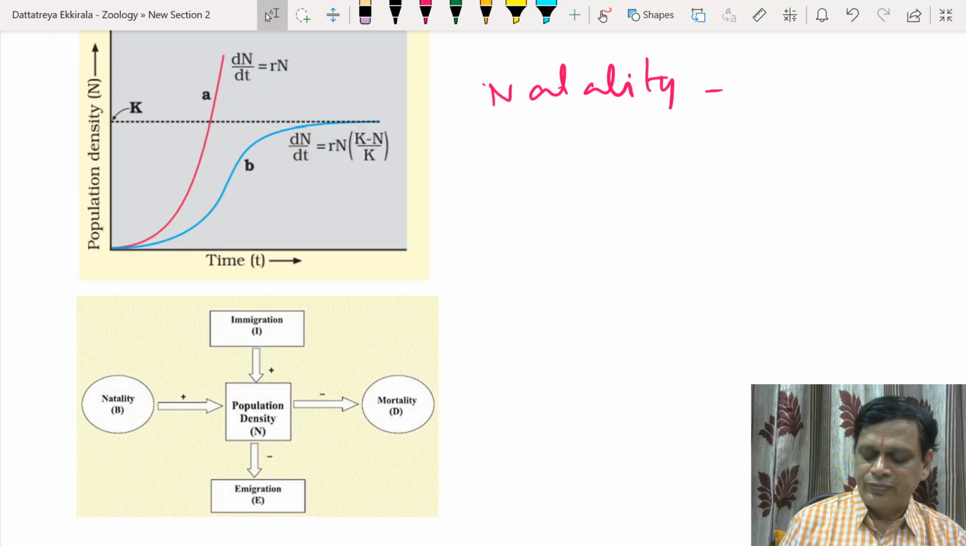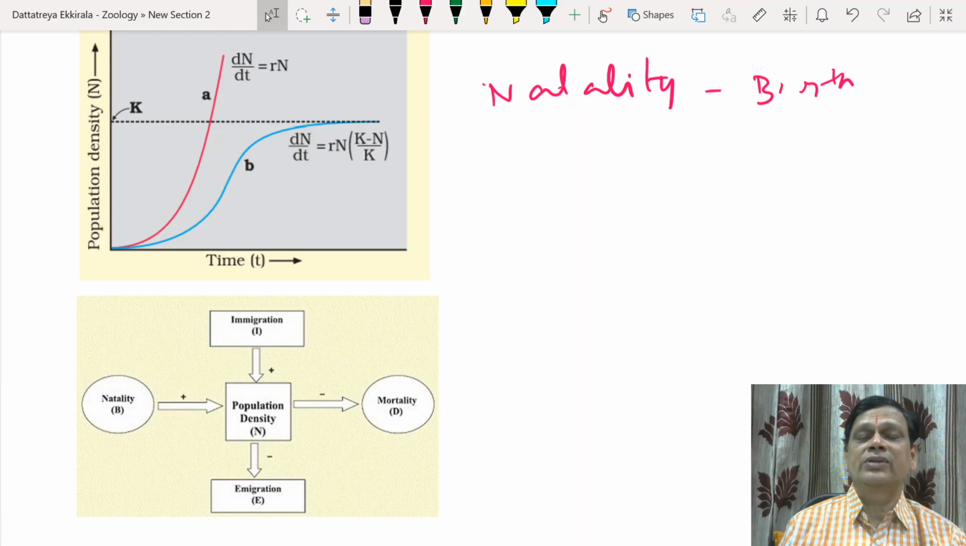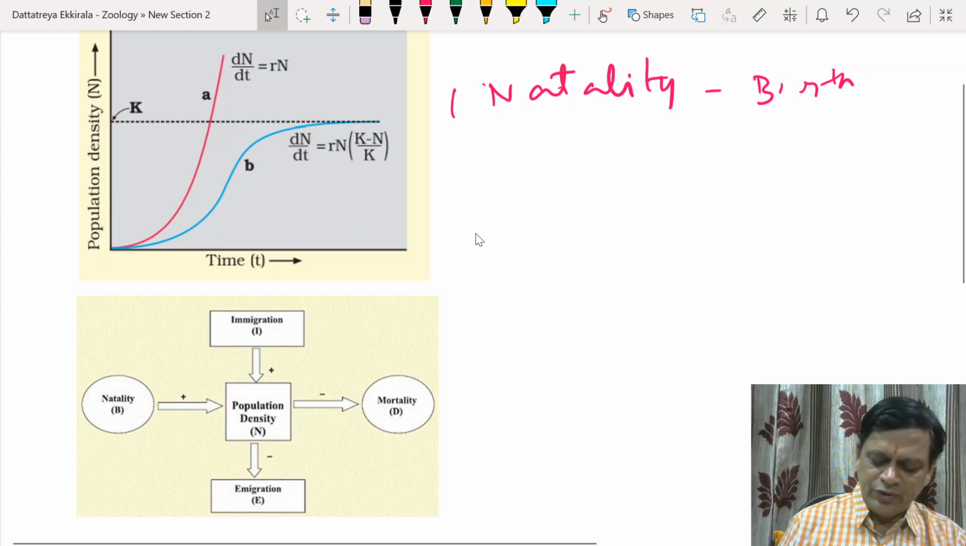Natality means we can also call it birth rate. The birth rate is natal. How many births? Generally, the number of births per unit population is the birth rate. For example, previously the population number is 20. Then in a year 8 new are born. Total population is now 28. Then you can say 8 by 20 is the number of births by previous population in unit time. That becomes per capita birth rate. Similarly, in human beings in India, very commonly we use the number of births per thousand.